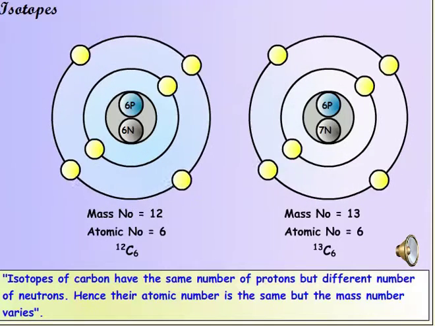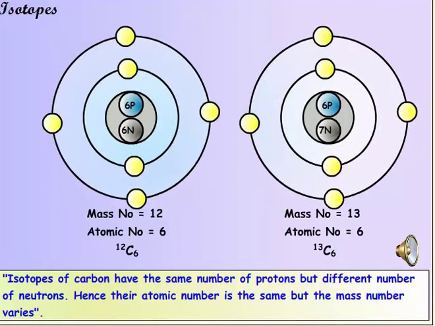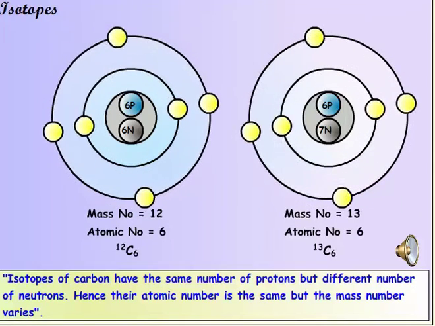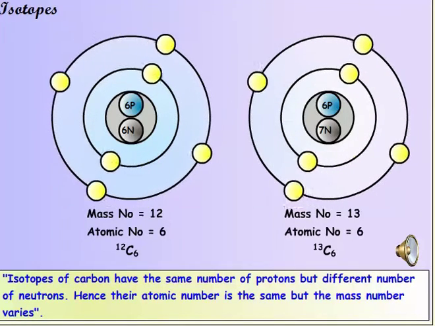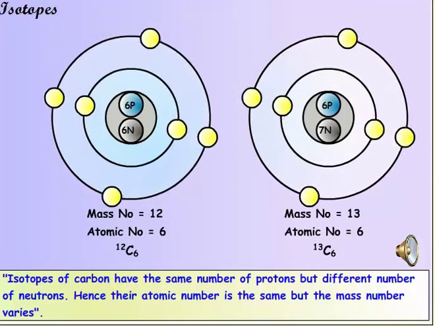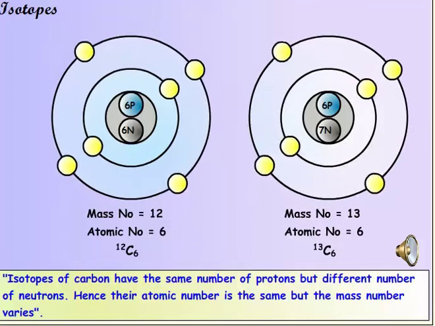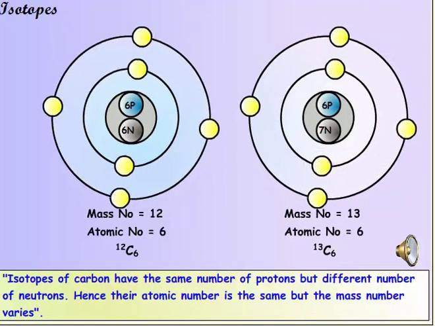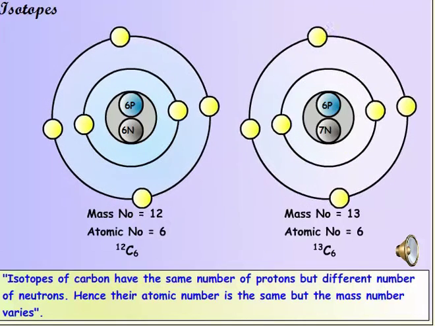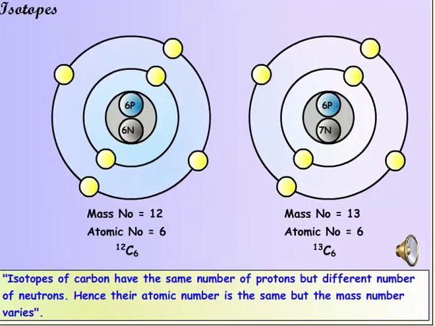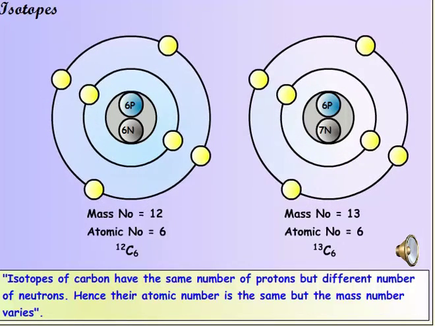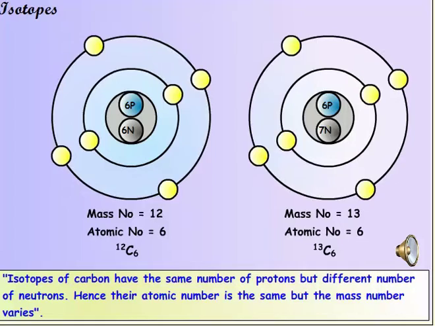Isotopes are variants of an element. Take the example of carbon. One form of carbon has 6 protons and 6 neutrons, making its atomic number 6 and mass number 12. Another form of carbon has 6 protons and 7 neutrons, making its atomic number 6 and mass number 13. Since their atomic numbers are the same, but their mass numbers vary, they are known as isotopes.